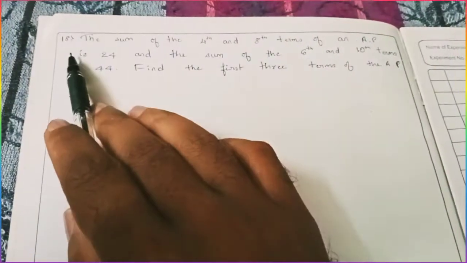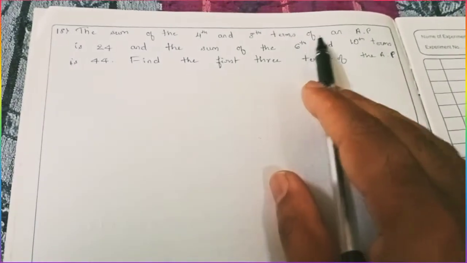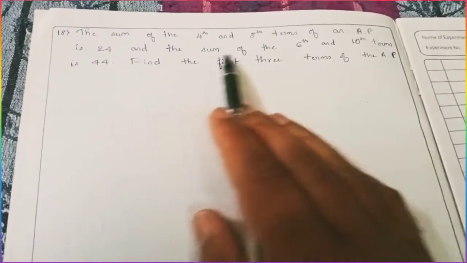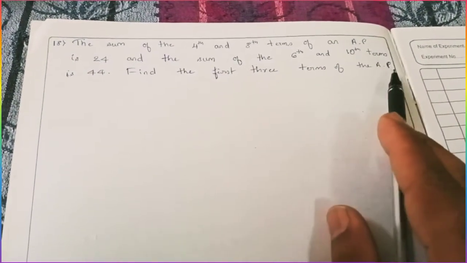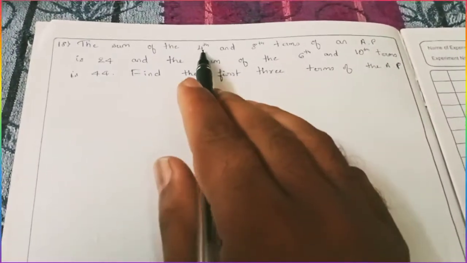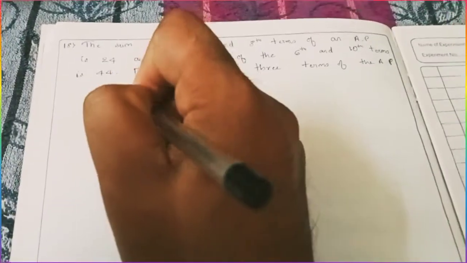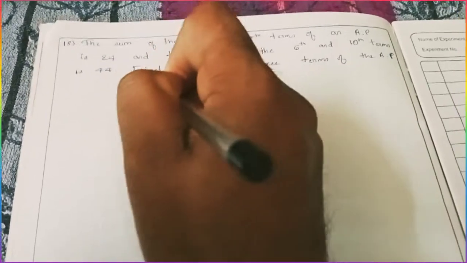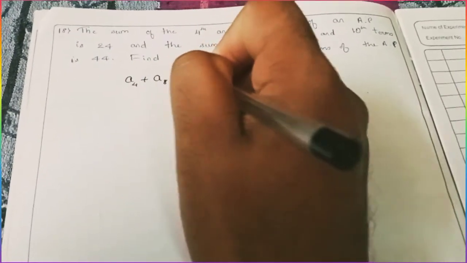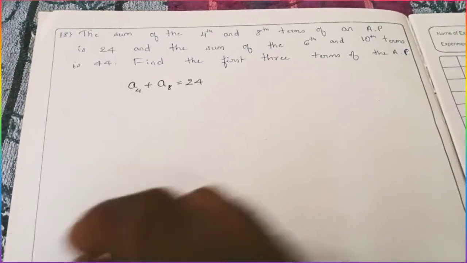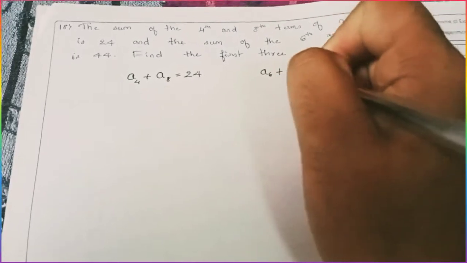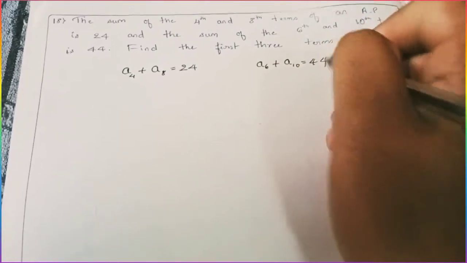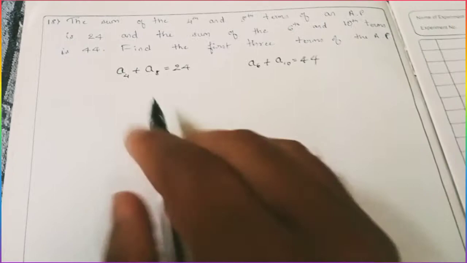The next problem, problem number 18. The sum of the 4th and 8th terms of an AP is 24 and the sum of the 6th and 10th terms is 44. Find the first 3 terms of the AP. So what they are saying: sum of the 4th and 8th term is 24. That means a4 plus a8 is equal to 24. And the sum of the 6th and 10th terms, that is a6 plus a10, is equal to 44. We need to find the first 3 terms of the AP.